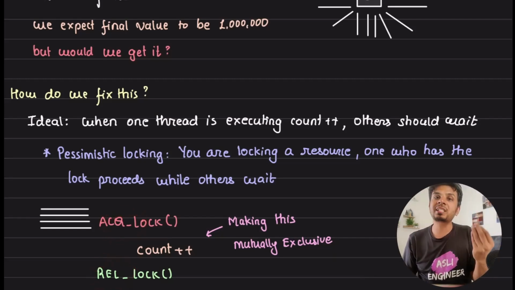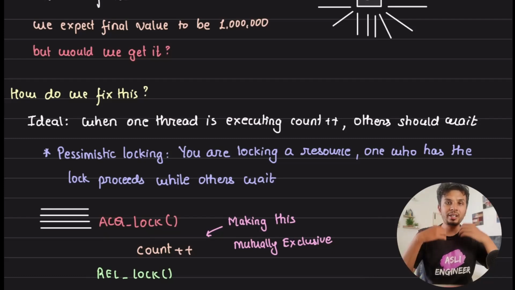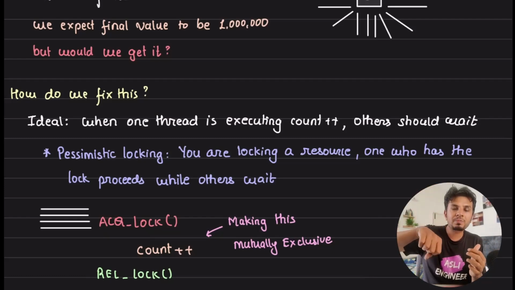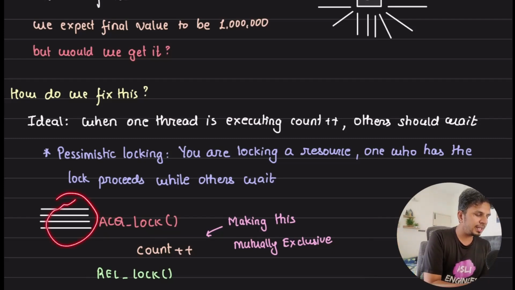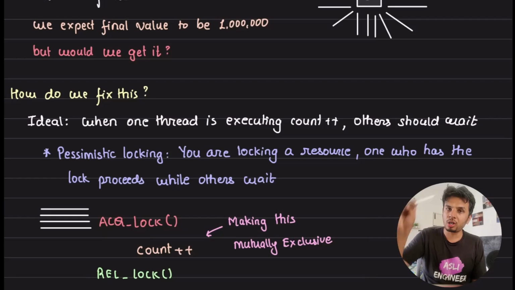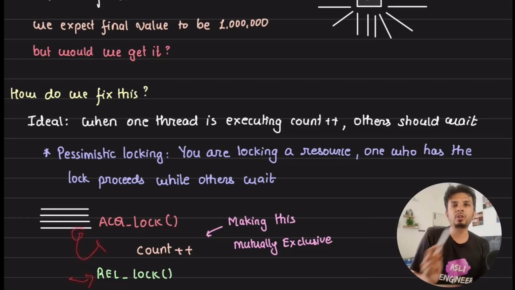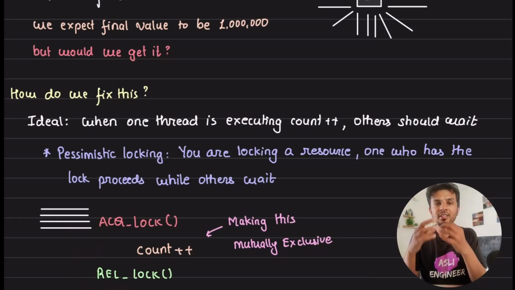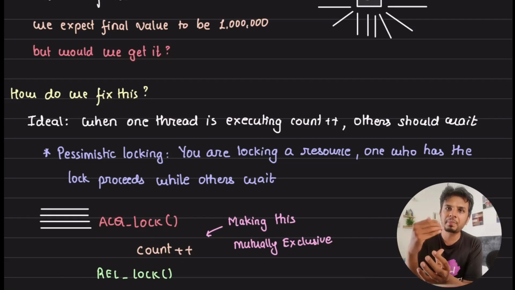This technique is pessimistic locking. We are being pessimistic, and we want the thread to acquire the lock, do count++, and then release the lock. This way, if I have n threads waiting to acquire the lock, one of them would succeed, execute count++, and release the lock, and only then would the next thread come in. Otherwise, it would not. So this is really important. Because count++ is not atomic, we're wrapping it with a pessimistic lock.